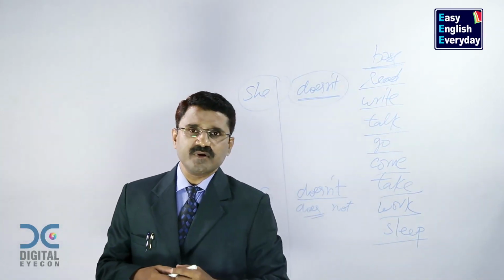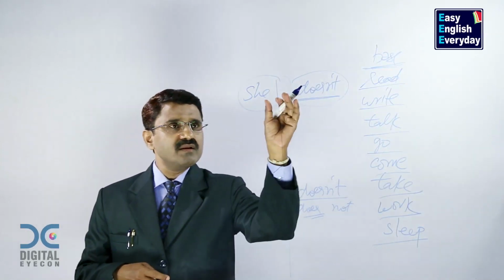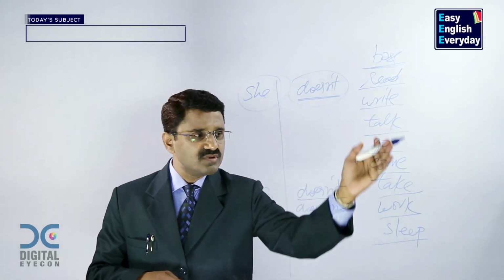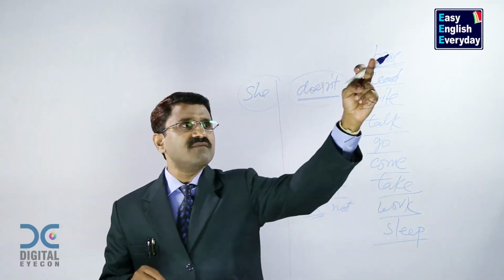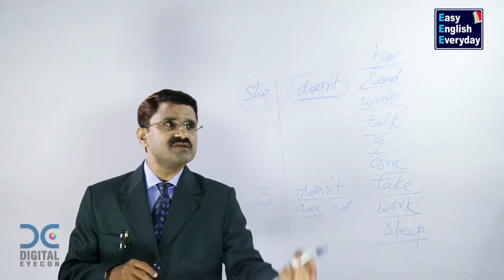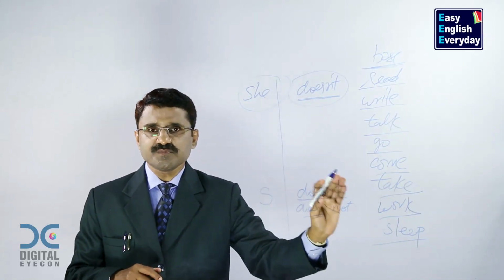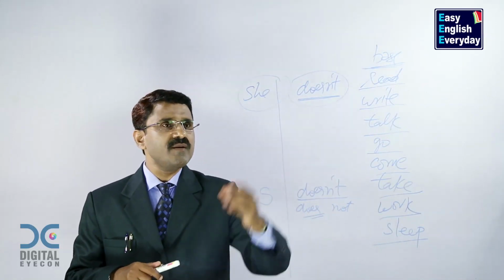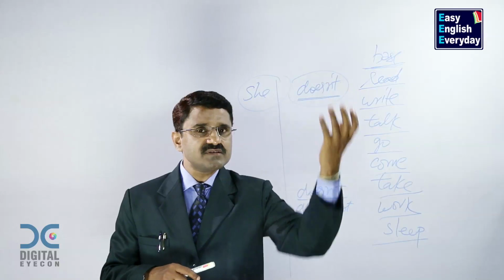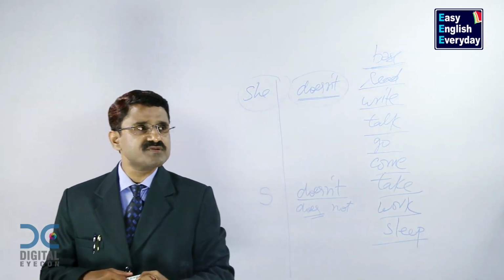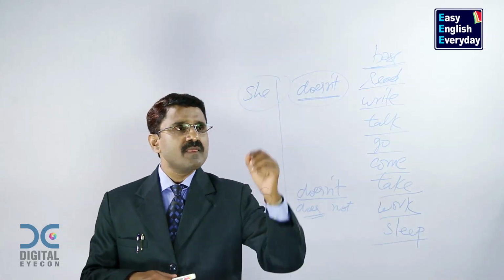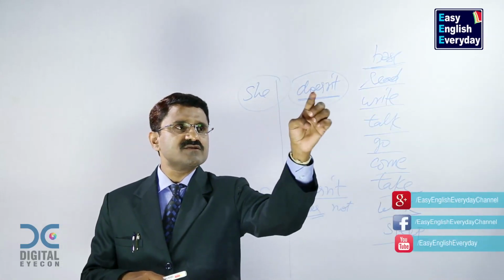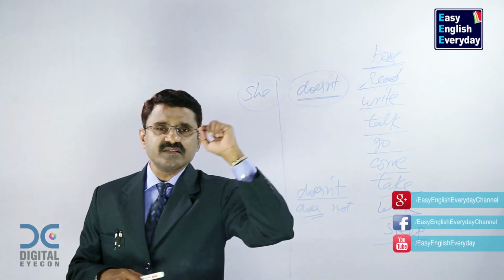When to use this type of sentences? When a person does not do these actions regularly, when he does not have the habit of doing these actions. She does not read the newspapers. I mean to say that she does not have that habit of reading the newspapers. She does not write letters to anybody. I mean to say that this lady does not have the habit of writing letters.